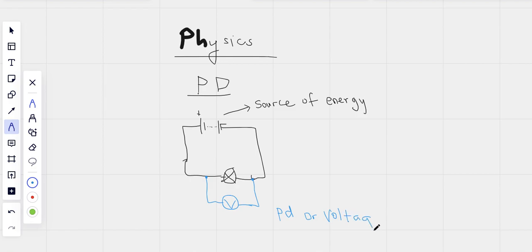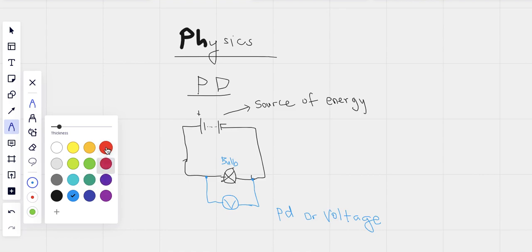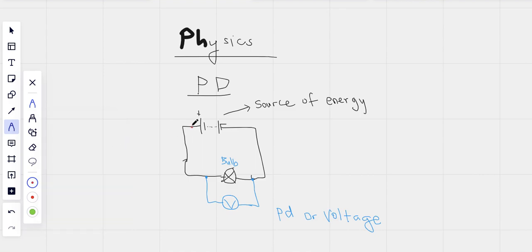Okay? So we are measuring the PD across the components, across this bulb. But when we want to measure the one across the battery, we don't normally call it the PD, although it still is, but it has a specific name. So here, when we measure this one, we call it what? We call it electromotive force. Across the source, if you are connecting the voltmeter across the source, what we measure, we call it the electromotive force. Hence, we will define electromotive force.